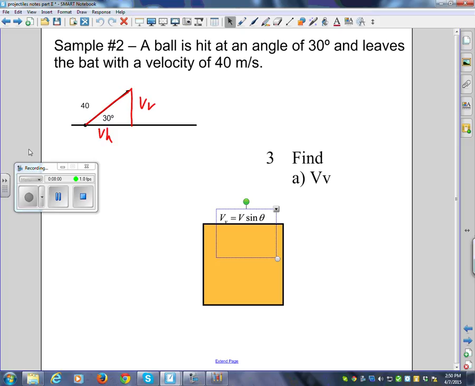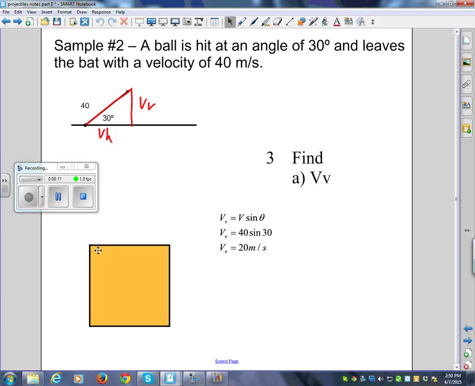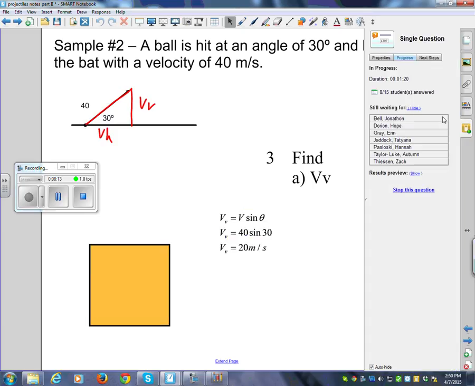How do you find the vertical component? Use the sine. Sine is opposite. Opposite 30. What's your answer? We'll just put it in here. I'm trying to speed things up because I've got to get done. Does that make sense to you? Yes, it does make sense.